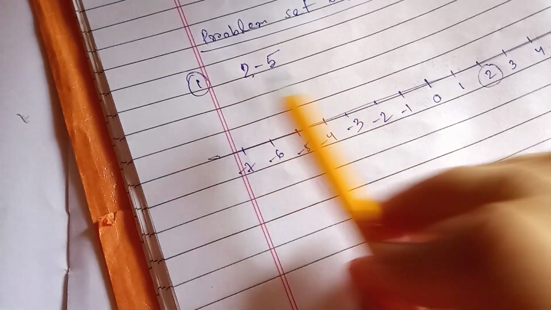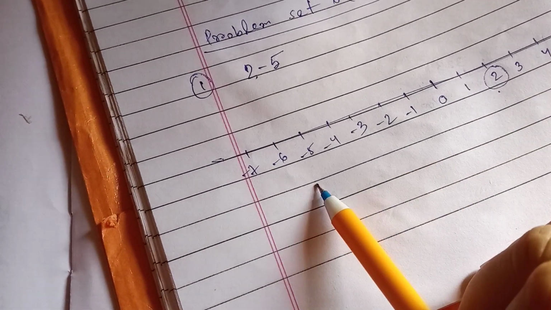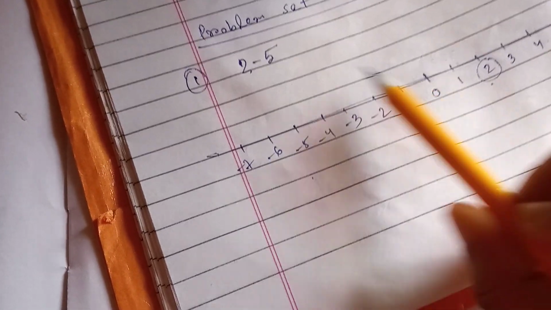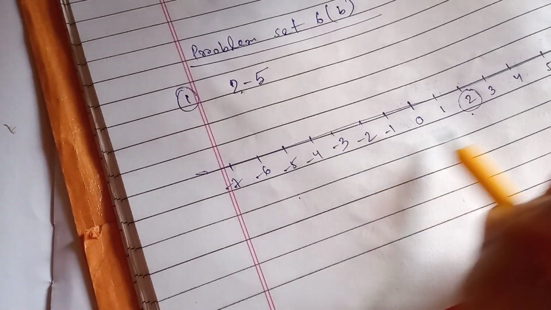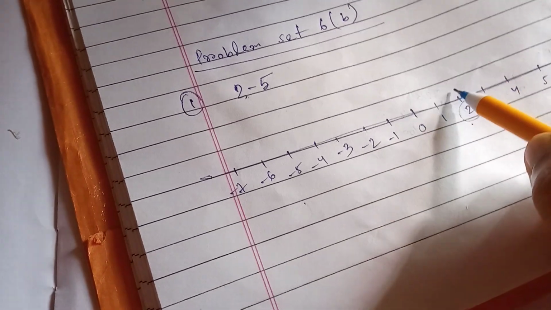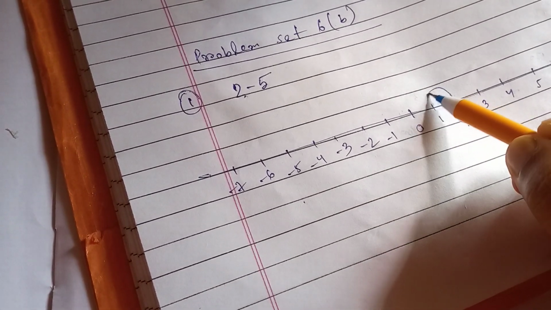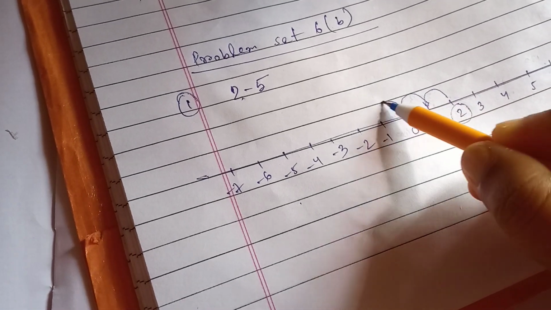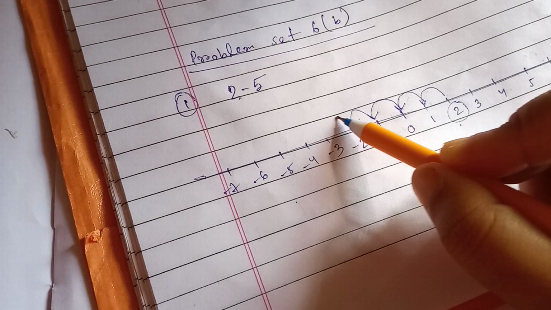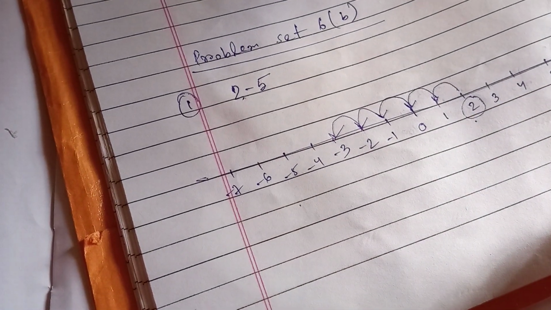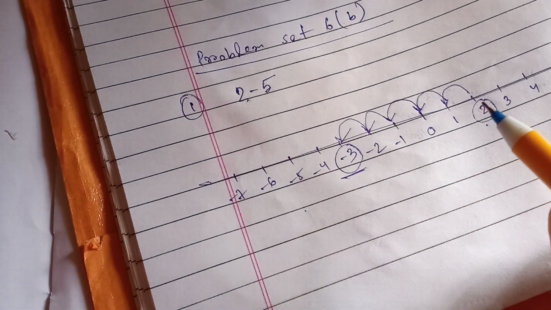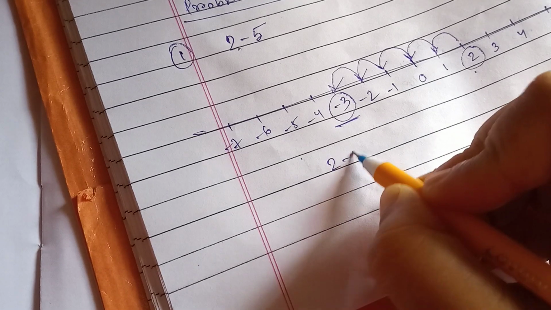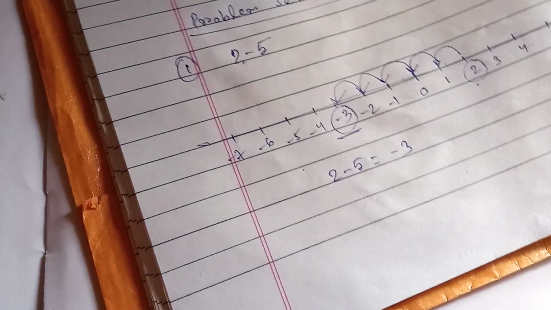The minus sign is here, so we have to move to the left side of 2, because the sign is negative. Left side means this side. After taking 5 steps to the left of 2, 1 step, 2 steps, 3 steps, 4 and 5, we reach the position minus 3. So 2 minus 5, the answer will be minus 3. In this way you have to solve the other questions also.